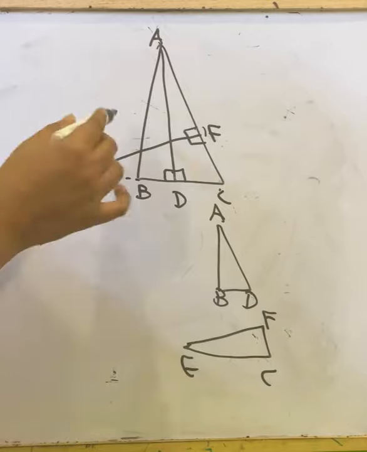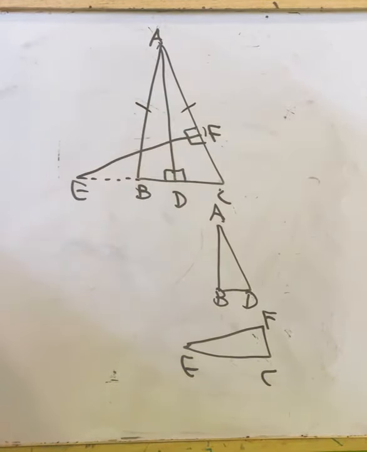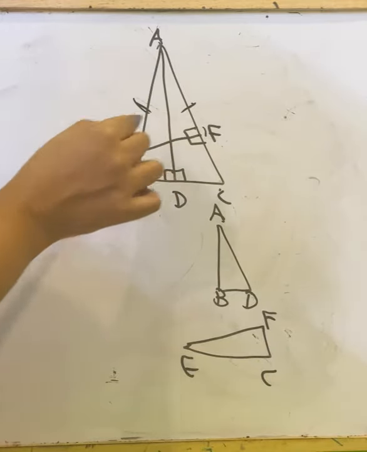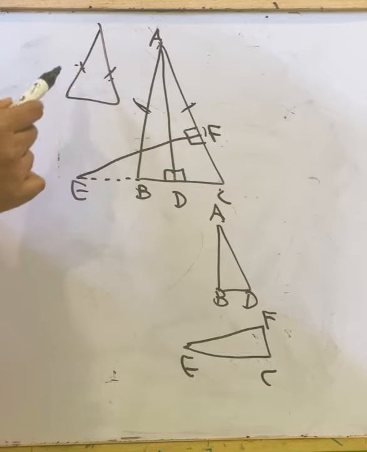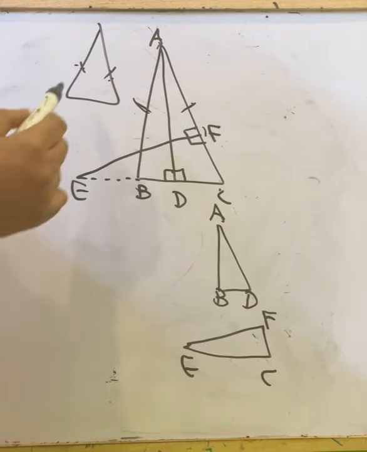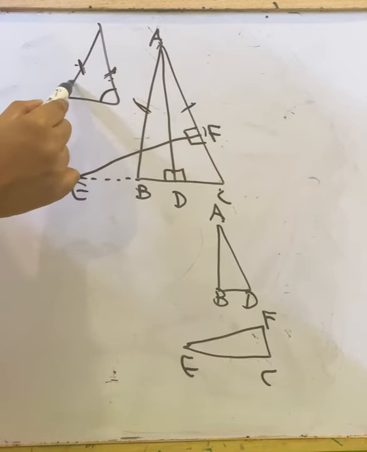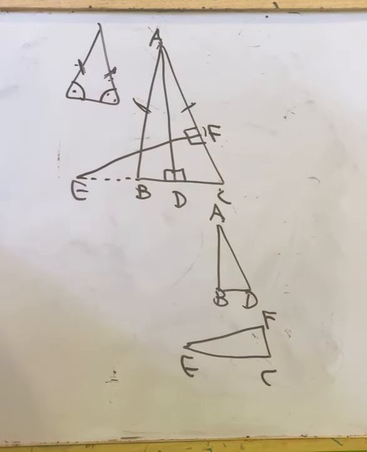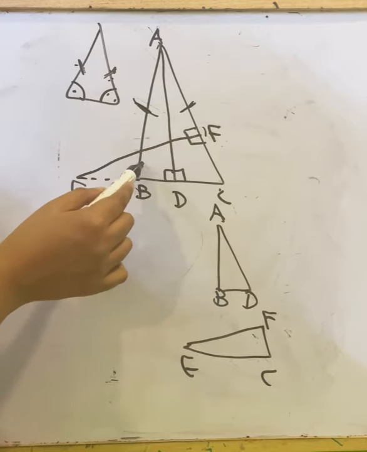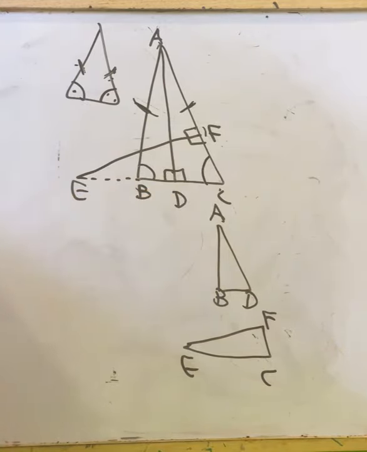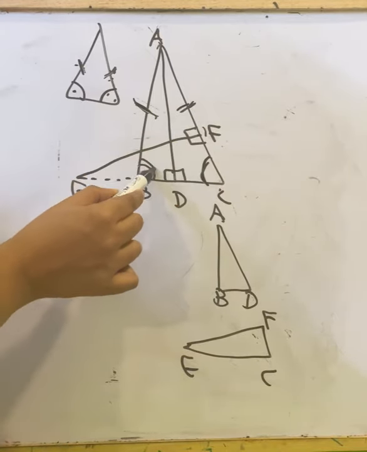Also, this is an isosceles triangle, where AB equals AC is given in the question. In an isosceles triangle, where two sides are equal, their opposite angles will also be equal. That is, if this side is equal to this side, these two angles will also be equal. Here, these sides are equal, so this angle and this angle are equal. This side is opposite to this angle.